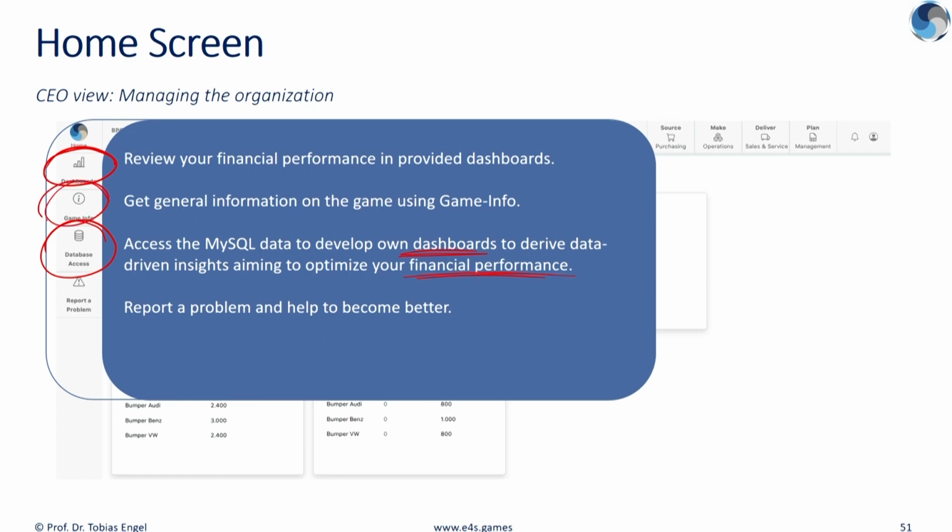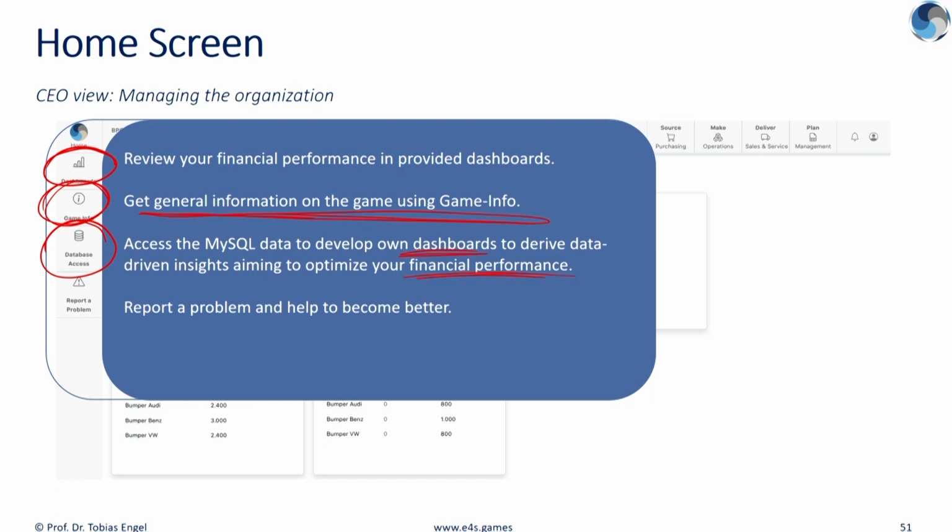In addition, we've got the game info button. As I told you, that's general information on the game and how the game is customized. So whenever you have a question, just go to the game info, and a menu drops down and you will have different information in each field, like source, make, deliver, and also plan.